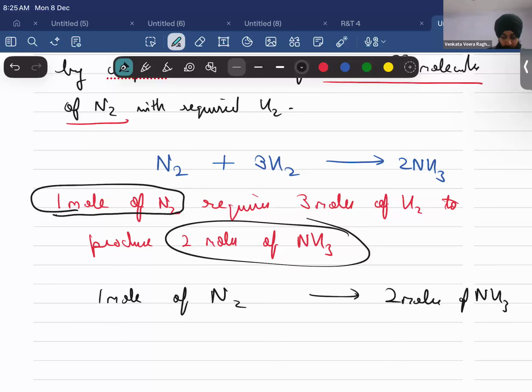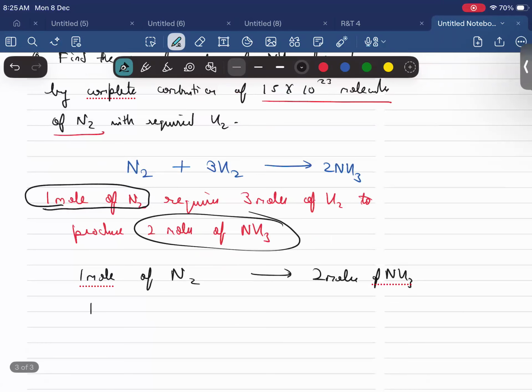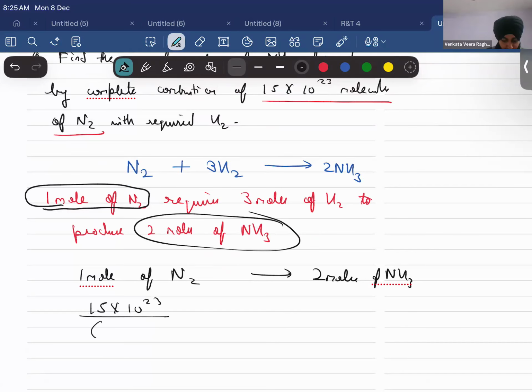That is my relation. But how many moles of N2 do you have? 15 into 10 to the power of 23 divided by 6.022 into 10 to the power of 23. These many moles of N2 I have. It's totally fine. Please try to calculate this using your calculators. Give me the exact value up to 3 decimal points. We have to calculate 15 by 6.022. How much are you getting? 2.49. It's fine.